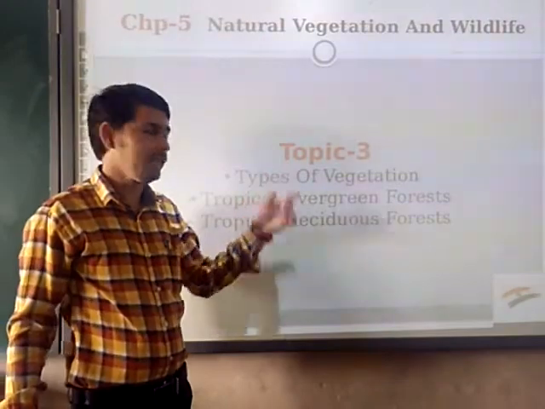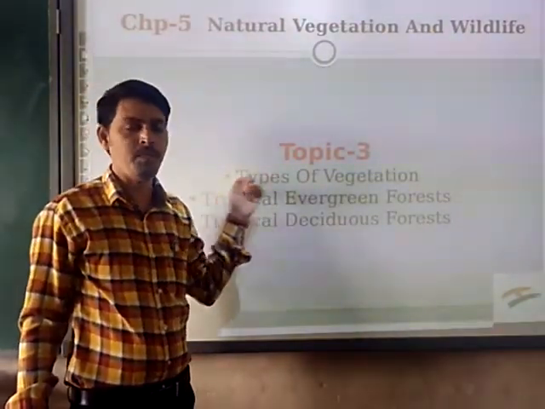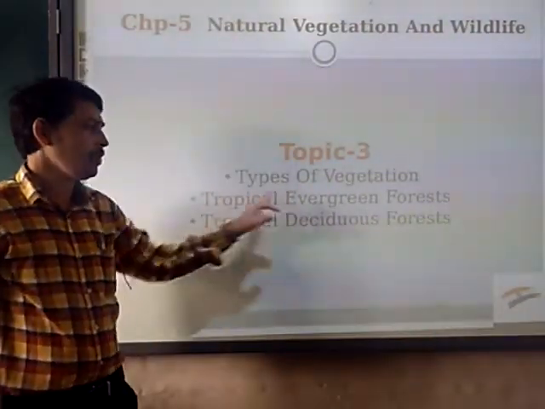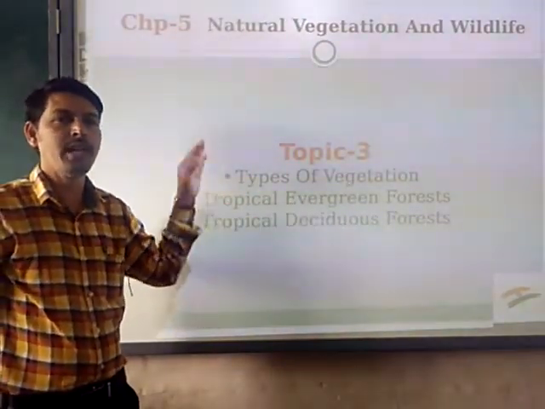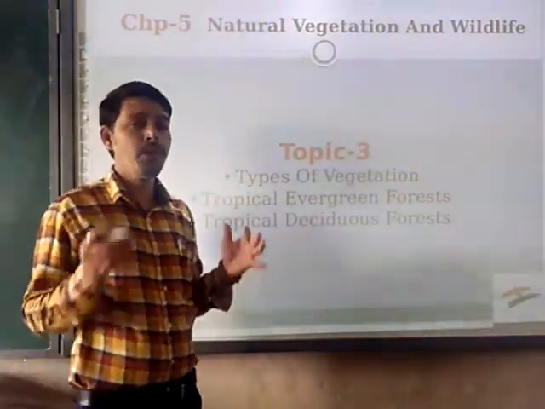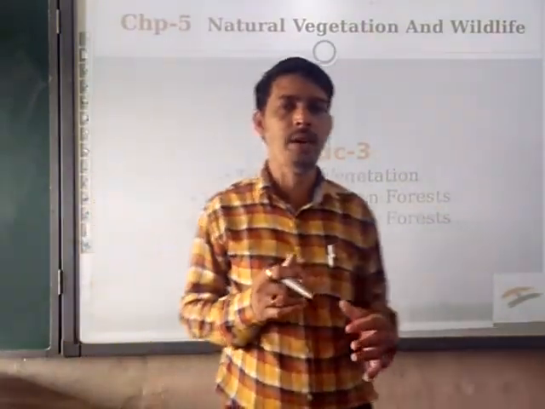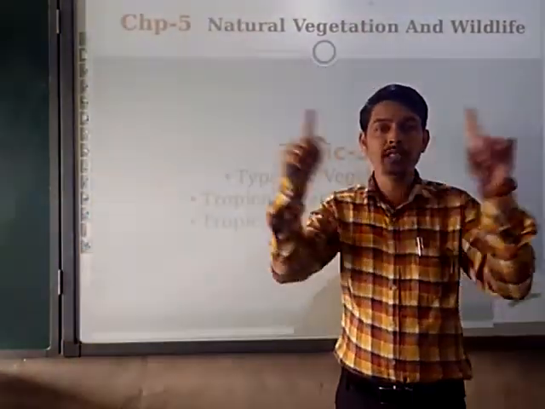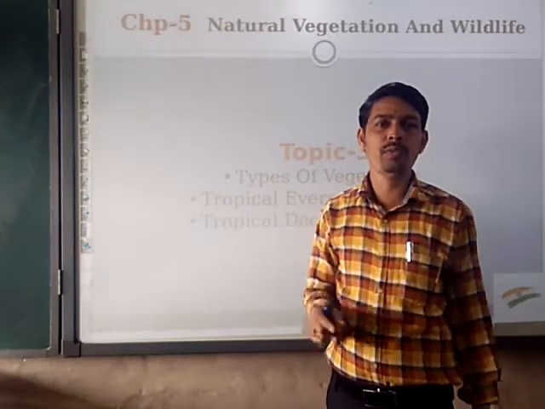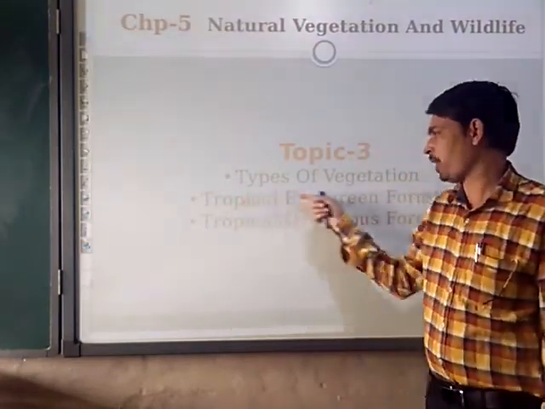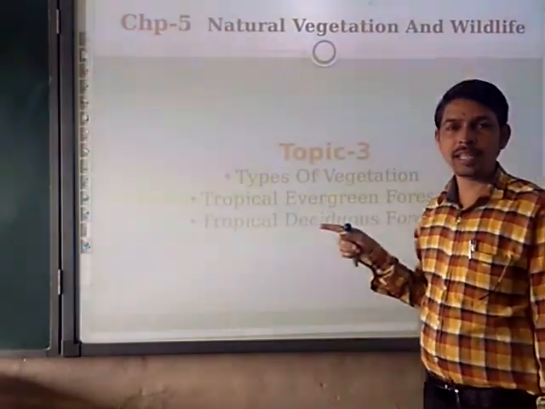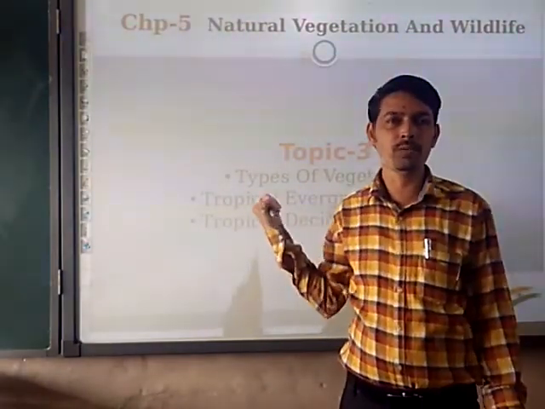Topic number 3, in that we are going to see about the types of vegetation, tropical evergreen forest and tropical deciduous forest. We are going to talk and discuss in detail. For your information, you have to prepare one table. In that table, you have to write the serial number, the name of the vegetation, just like tropical evergreen forest. After that, you have to write the area in which these forests are found.